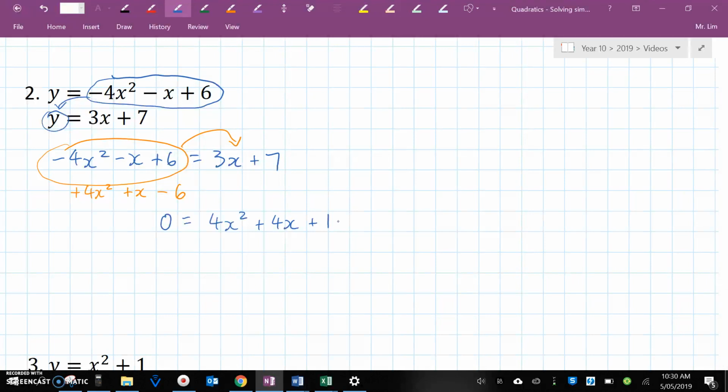Here we have a quadratic trinomial, but we can't factor out any common factors, so it has to be a non-monic because the coefficient in front of x squared is not 1. That means we are going to multiply 4 and 1 to equal 4. And we're looking for two numbers that multiply to 4 but add to positive 4. Those two numbers are 2 and 2. So I'm going to split this 4x into 2x plus 2x.